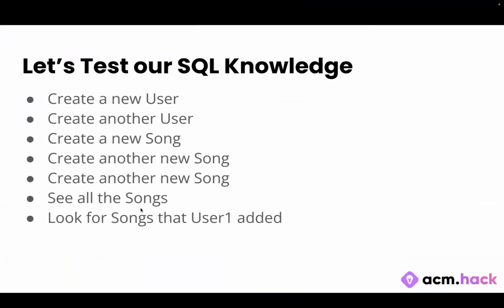Okay, so this is all done. I pre-did it for you, but let's go ahead and see all the songs that we just added. Now let's look for songs that user 1 added. So someone help me create a query that looks for all the songs that user 1 has added. And user 1 in this case, I'm just going to say has ID 1.